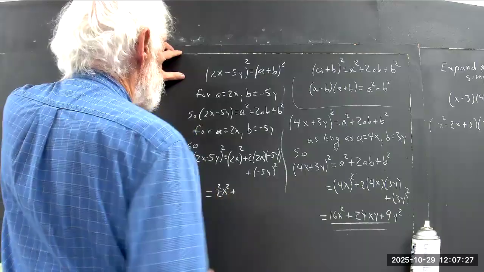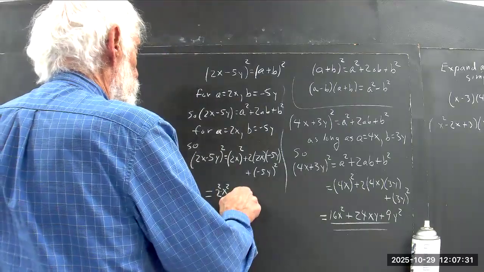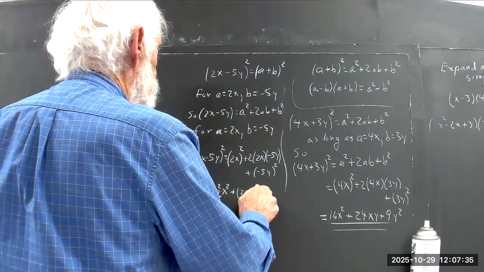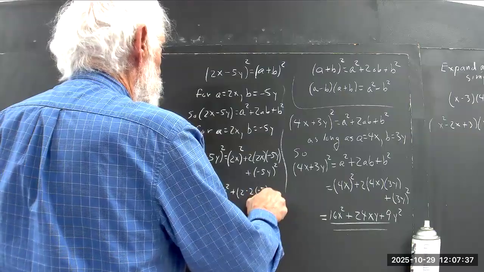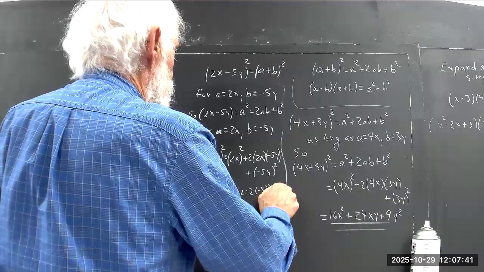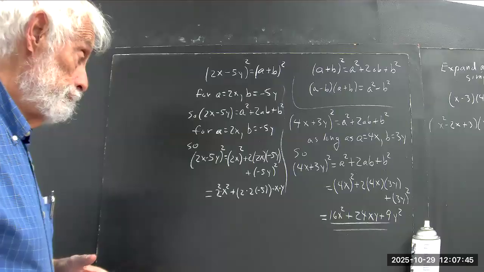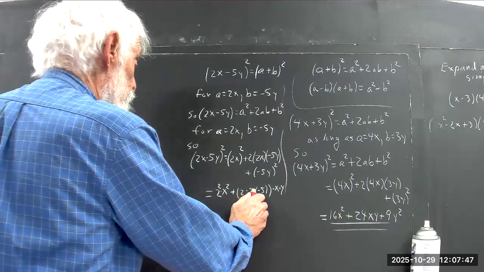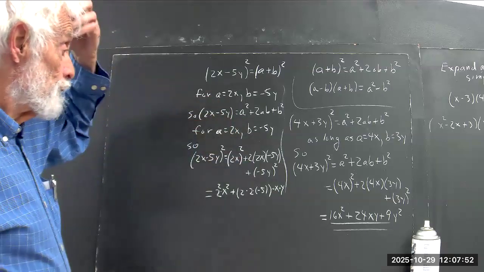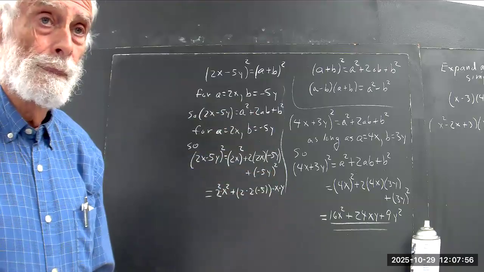Plus, now this is just a string of multiplications. I could write this as 2 times 2 times negative 5 times x times y. I'll even use a dot there. It's not going to hurt anything. Okay? Because all these things are multiplied together.